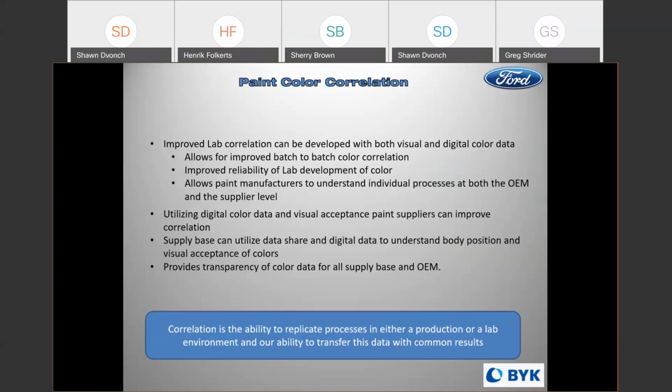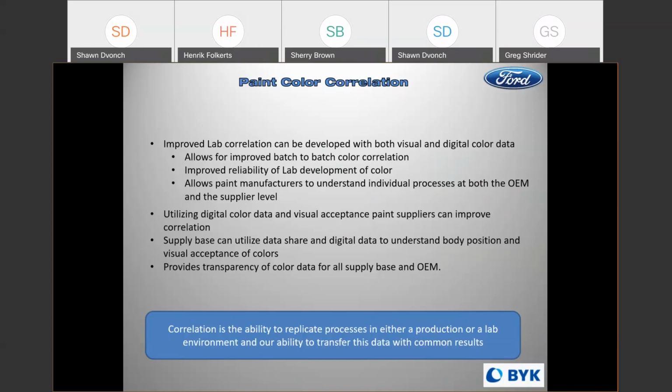And then it also allows our paint manufacturers to understand individual processes at both the OEM and the supplier level. So when I talk about that, how does our paint perform in multiple areas? I think Ray showed that very first slide where it said plant 1, plant 2, supplier 1, supplier 2, where we have maybe a batch of silver paint that is manufactured, but it's sent to 3 different manufacturing facilities. What is going on at those different facilities with their application processes? That gives us a little bit more understanding of what happens from plant to plant as well.